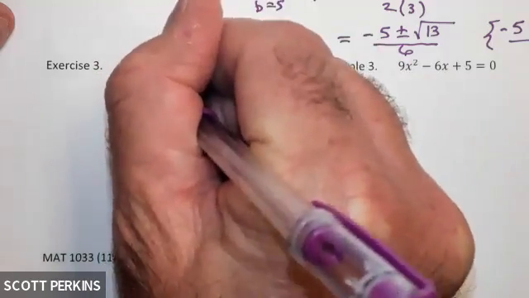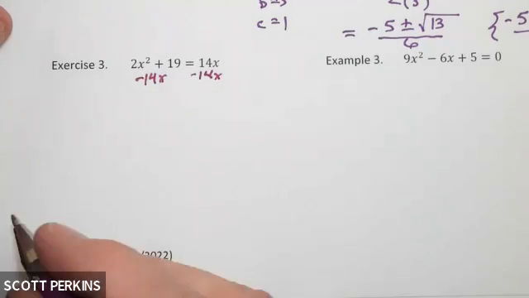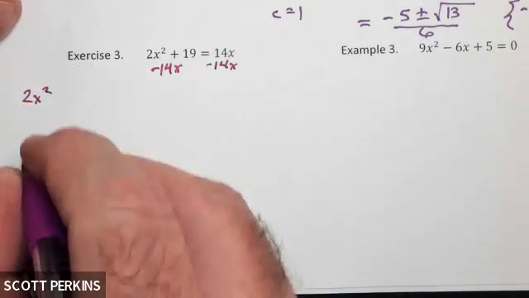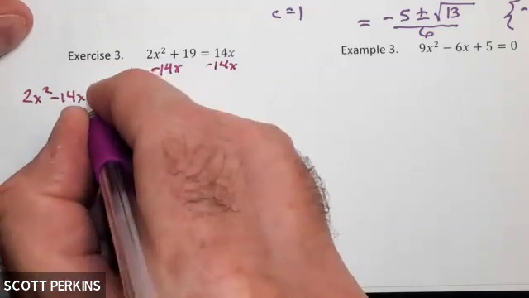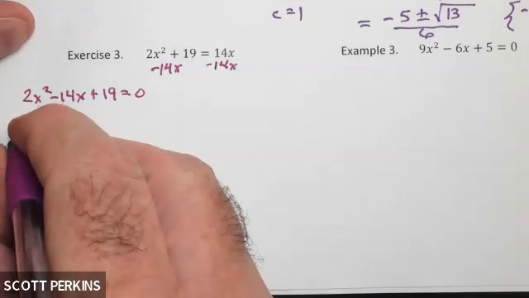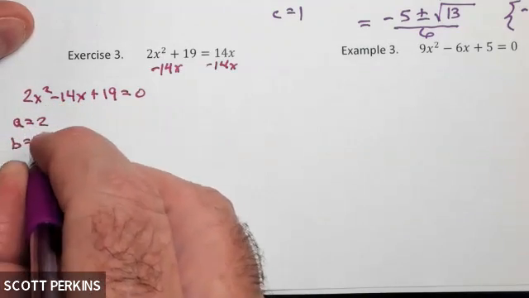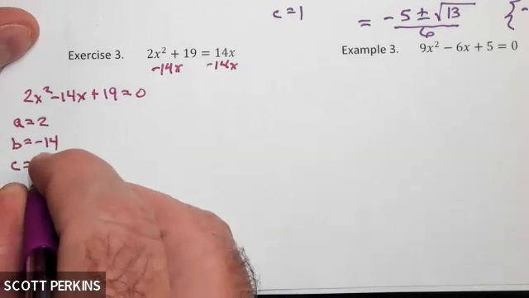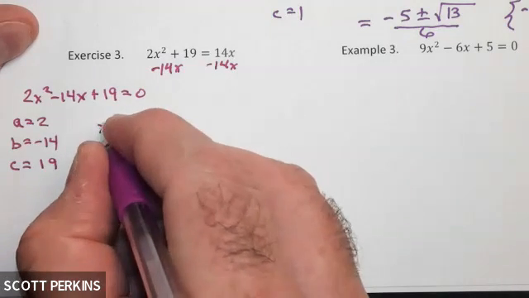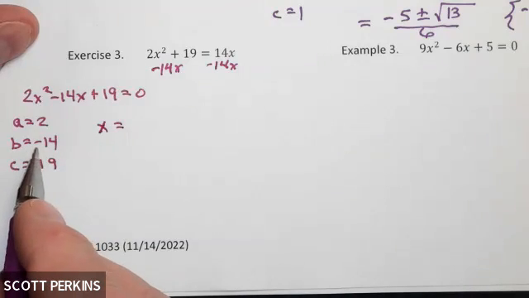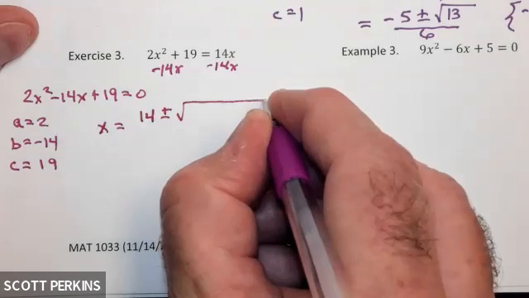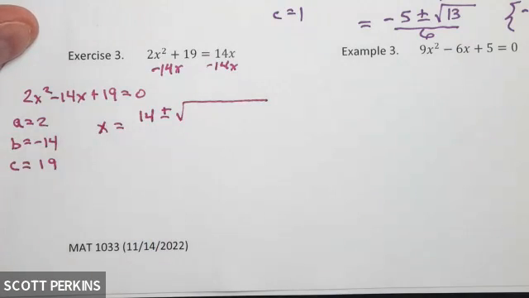So first thing I have to do is subtract that 14x from both sides. So the equation that I'm going to spend my time solving here is 2x squared minus 14x plus 19 equals 0. So that tells me that my value of A is 2, B is negative 14. Those negatives are important. C is 19. Quadratic formula, negative B. So B is negative 14, so negative B is going to be positive 14, plus or minus the square root of B squared, negative 14 times negative 14.